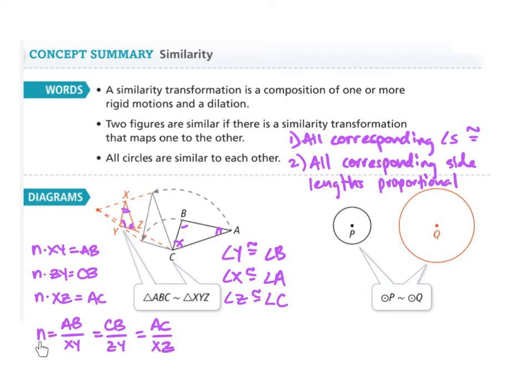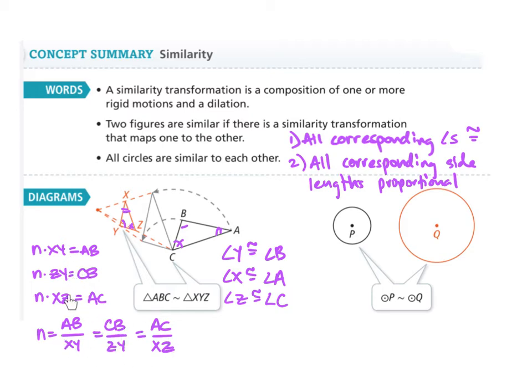we always end up with this scale factor of n, whether that be 2, if we doubled all the lengths, or maybe it's 1.5. If we made each length half again as big, we multiplied it by 1.5 to get the new length. In any case, every time we divide the new length by the old length, we end up with that scale factor. So we could look at it this way, or we can look at it this way.